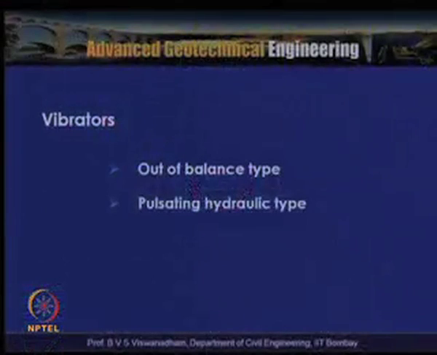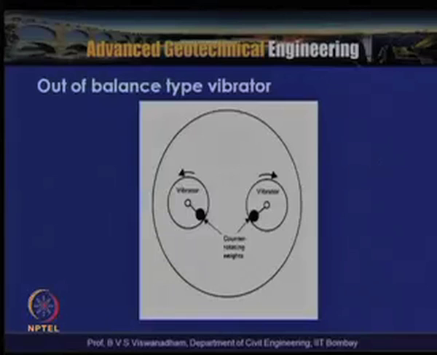Now coming to vibrators, which are basically used for sandy or gravelly soils, there are two types: the out of balance type or the pulsating hydraulic type. The out of balance type vibrator has two eccentric masses, which are rotated in opposite directions, which induces vibration, and because of this, a tamping action is created. So this makes the particles rearrange into a denser configuration.